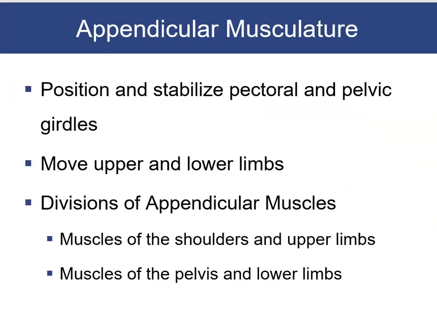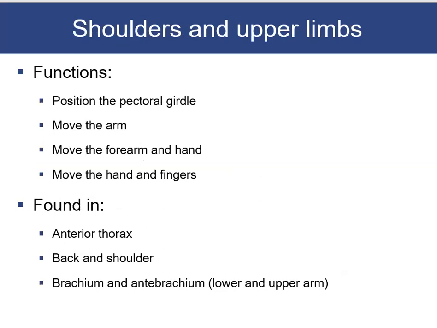The appendicular musculature. These muscles help to position and stabilize both the pectoral and the pelvic girdles. They will move the upper and lower limbs. The divisions include muscles of the shoulder and upper limbs and muscles of the pelvis and the lower limbs. Starting with the shoulder and upper limbs, the functions of these muscles are to position the pectoral girdle, move the arm, move the forearm and the hand, and move the hand and the fingers. These muscles are found in the anterior thorax, the back and shoulder, and the brachium and the antebrachium.